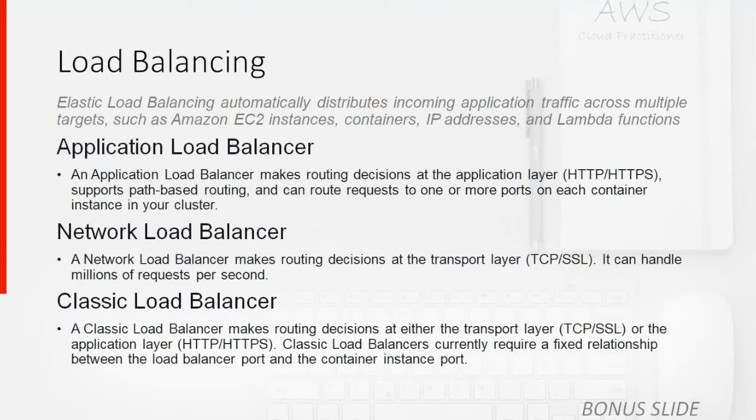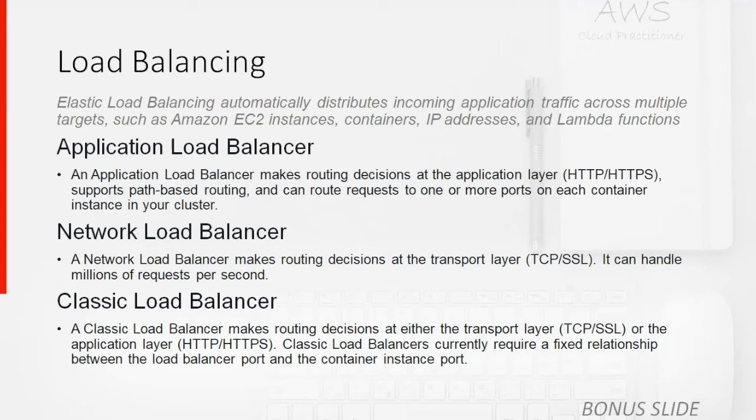Load balancing. Elastic Load Balancing automatically distributes incoming application traffic across multiple targets, such as Amazon EC2 instances, containers, IP addresses, and Lambda functions. Application load balancer: an application load balancer makes routing decisions at the application layer, HTTP, HTTPS, supports path-based routing, and can route requests to one or more ports on each container instance in your cluster.